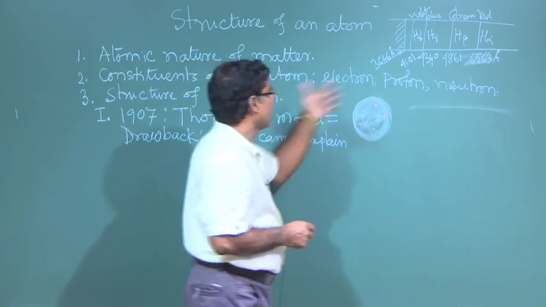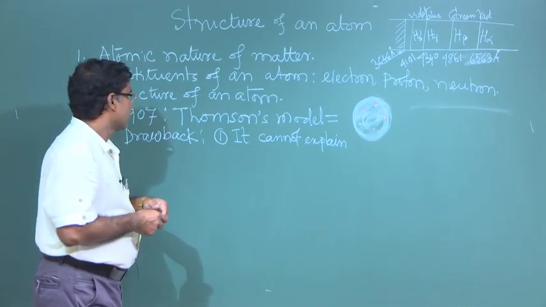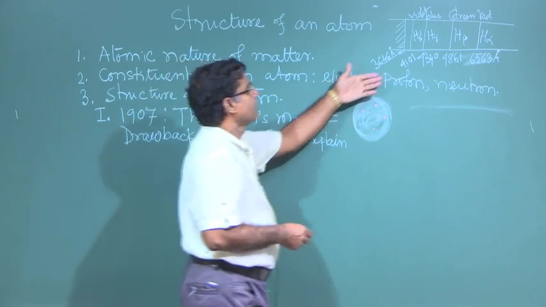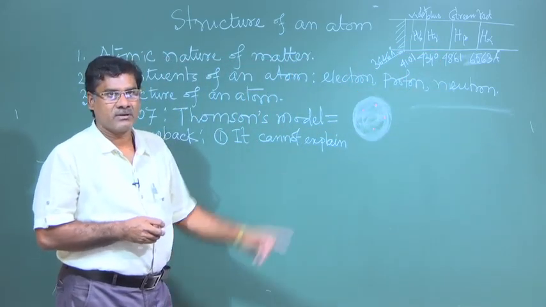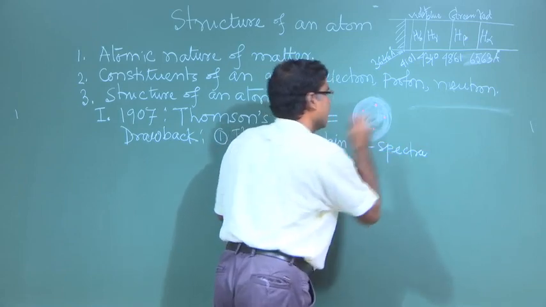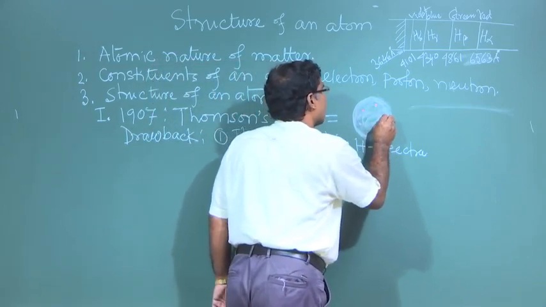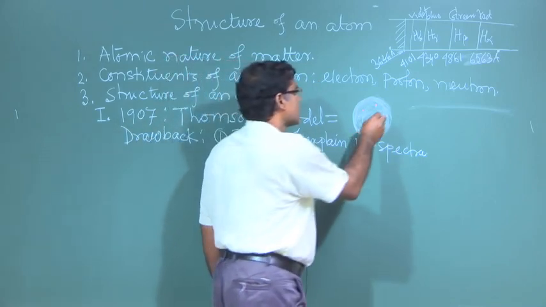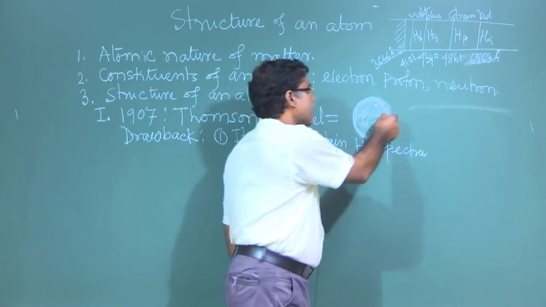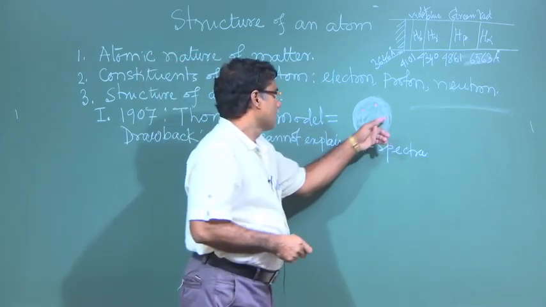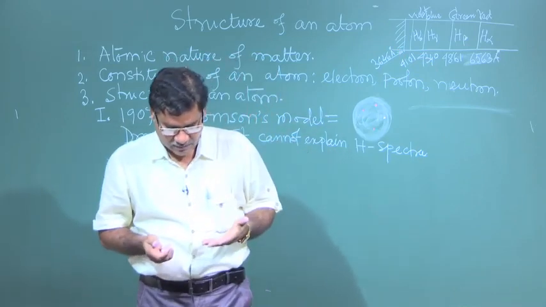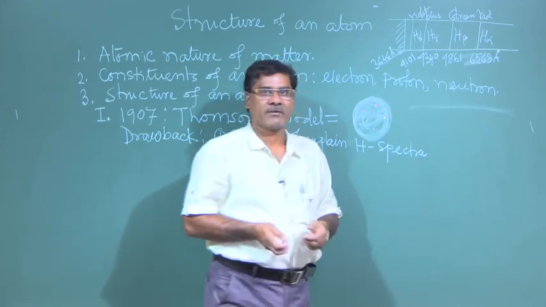Taking that motivation, different models were proposed, and this one was cancelled due to the lack of capability of explaining the hydrogen spectra. So it cannot explain hydrogen spectra, right. Why? Because it was postulated that these electrons at a definite position are not at rest, they will oscillate, and they will radiate. That radiation is what we get as spectral lines. But the hydrogen atom has only one electron, so it can oscillate only at a particular frequency.